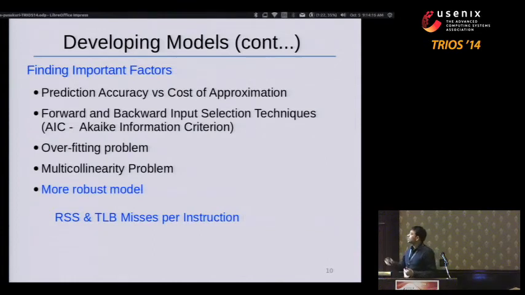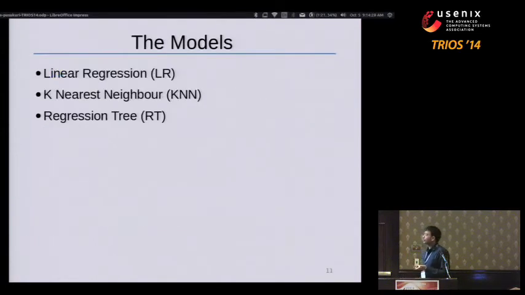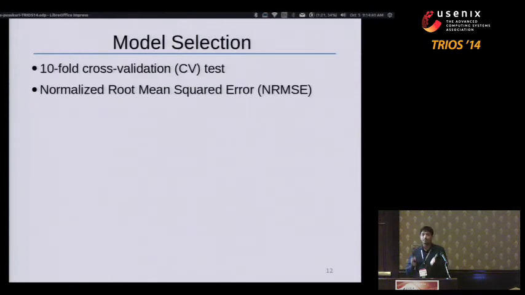Using these techniques, we identified that among the 6 predictors, RSS and TLB misses per instruction are the most important predictors for WSS. So using these 2 predictors, we developed 3 popular models: a linear regression model, k-nearest neighbor with 2 neighbors, which gives the best performance, and a regression tree, which is kind of a decision tree. For model selection, we wanted to select the best model among the 3 models: linear regression, k-nearest neighbor, and regression tree. We used a 10-fold cross-validation test.